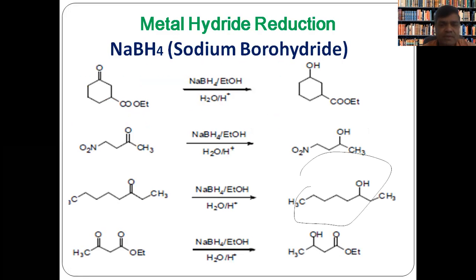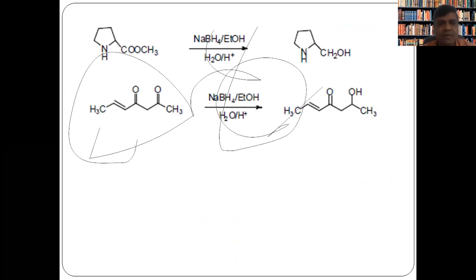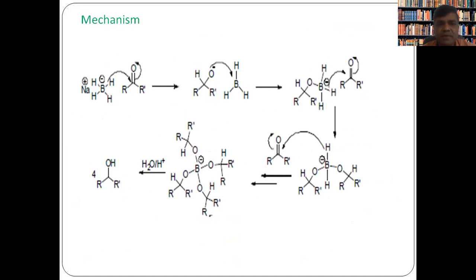Yes, we have discussed sodium borohydride, that it reduces ketones and aldehydes and doesn't reduce ester and nitro group. All these examples explain that aldehyde and keto groups are reduced, not NO2, not cyanide, and it does not reduce the carbon-carbon double bond also. One exception is there, that the ester group is reduced to alcohol. This is the mechanism we discussed earlier in the last lecture.